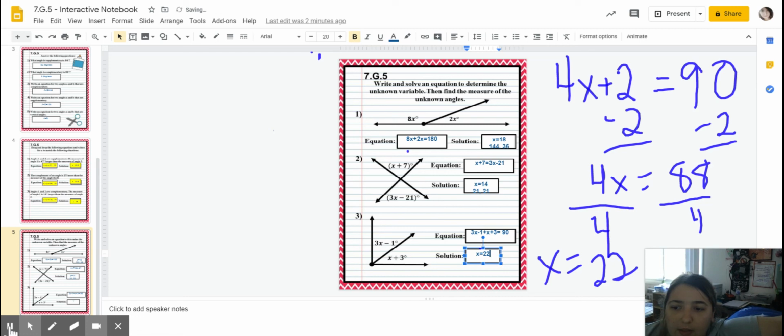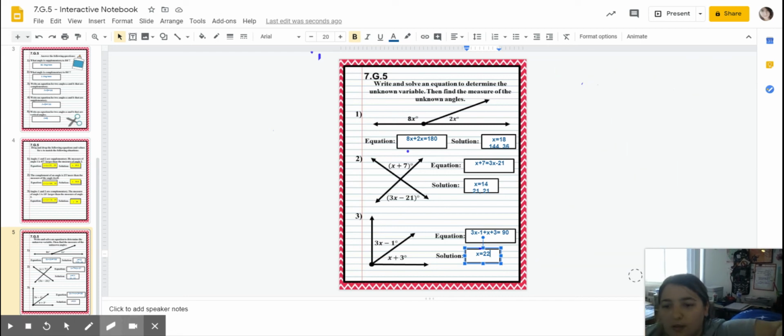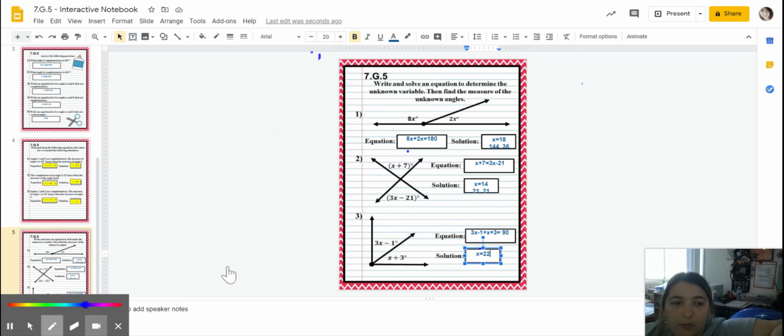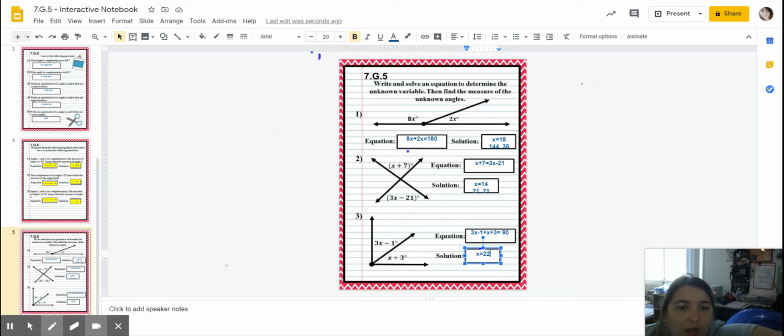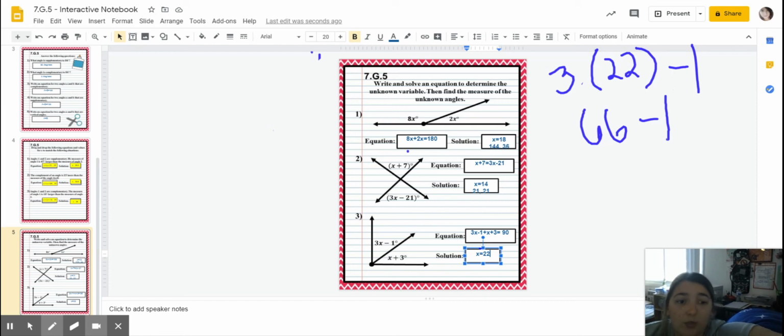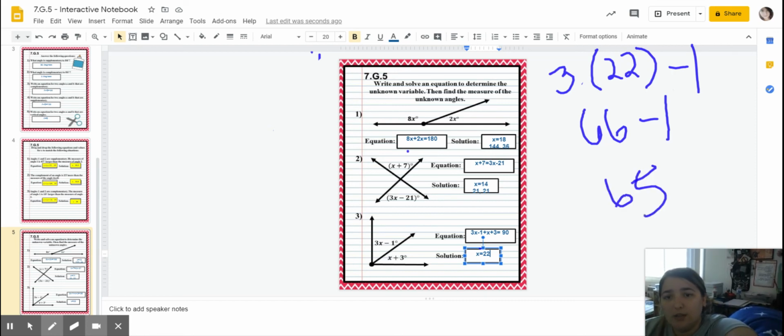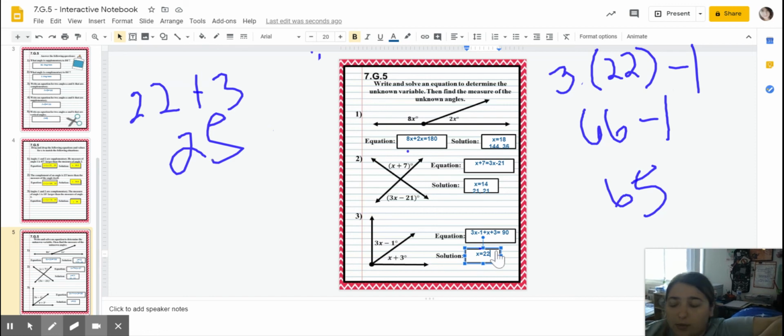And then let's go ahead and solve. All right. So let's do 3x minus 1. So we're going to do 3 times 22 minus 1. So 3 times 22 is 66 minus 1. That gives us 65. All right. And then we have x plus 3, and that's pretty short. 22 plus 3 is going to give us 25. So our last two answers are going to be our last two angles, which are 25 and 65, which equal 90.